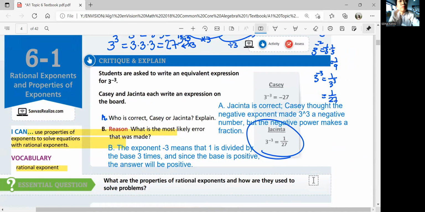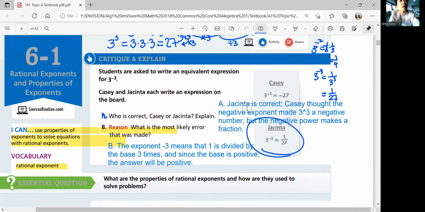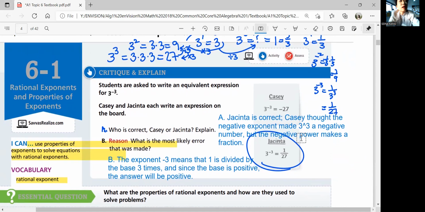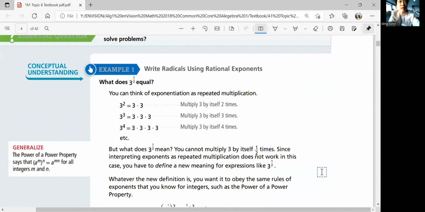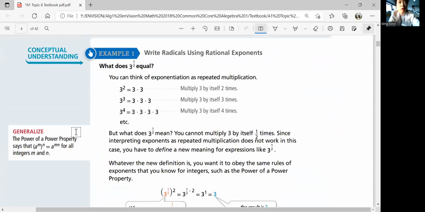So think about what the properties are of rational exponents and how they're used to solve problems. Let's look at example 1: write radicals using rational exponents.